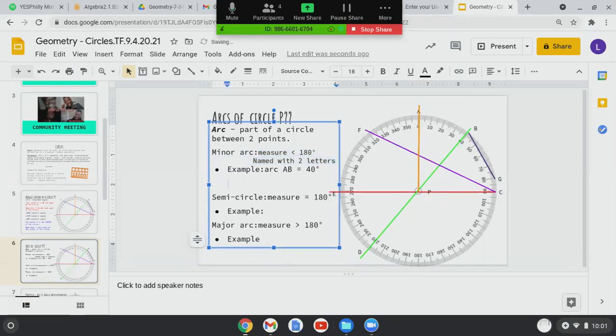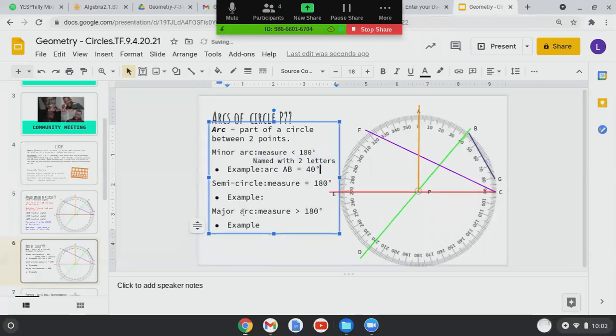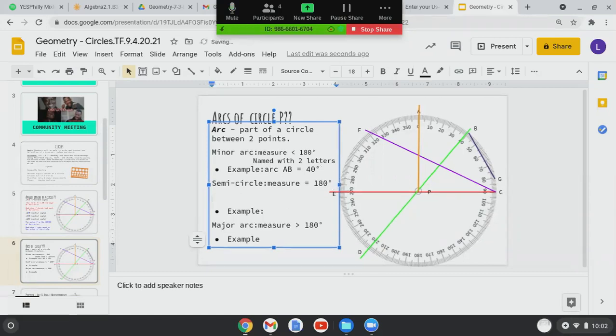Anybody have anything to offer to name a semicircle? You name a semicircle the same way you name a major arc. You name it with 3 points, because remember, the point in the middle helps the reader with direction.